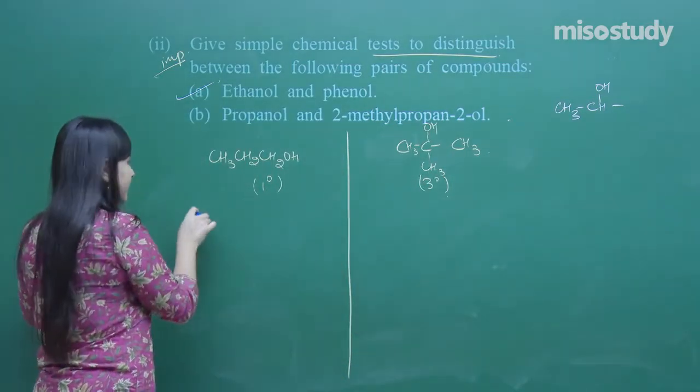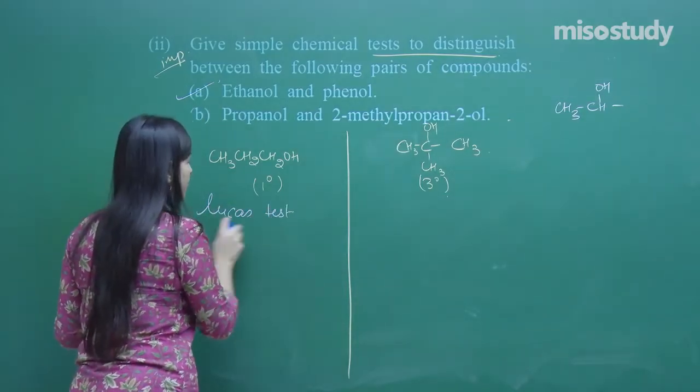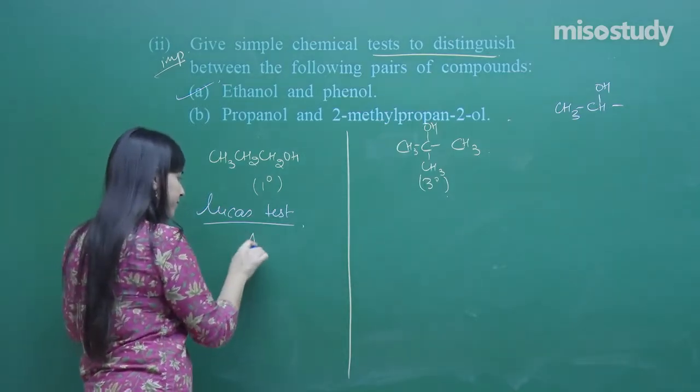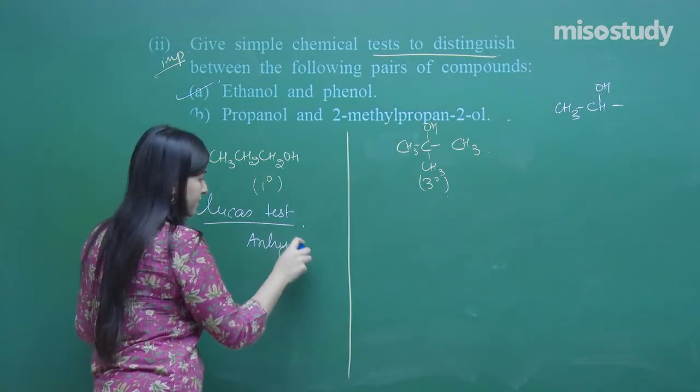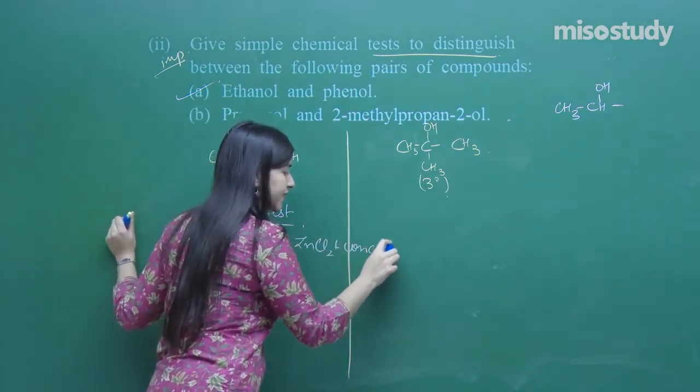So what we can do is the Lucas test, remember? The Lucas test we have done, the Groves process. What is the Lucas reagent? Anhydrous ZnCl2 plus conc. HCl.